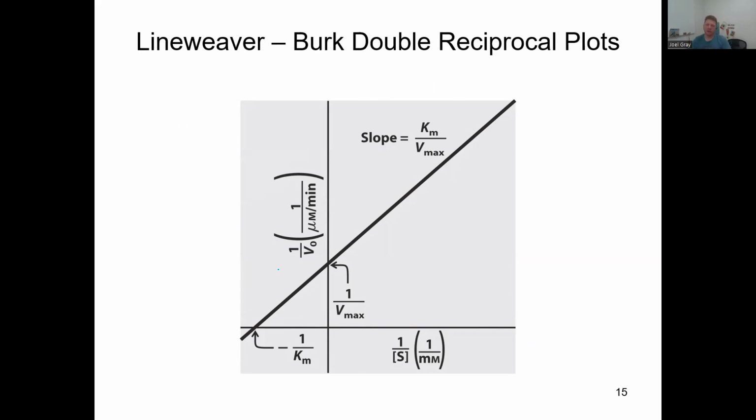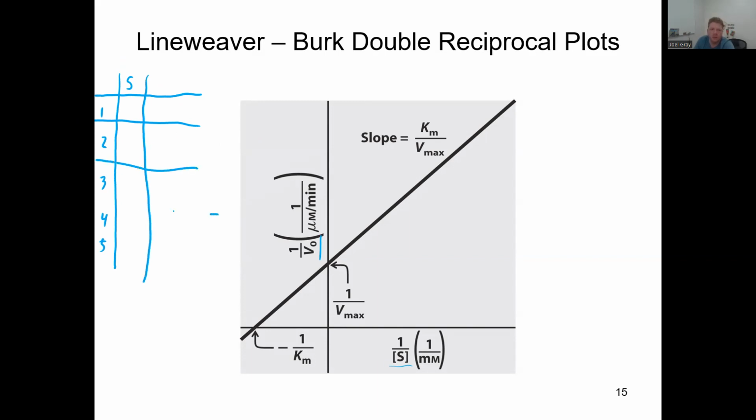The way that I always think about this is I think, okay, what are my axes? I'm concerned with an x and a y axis. My y-axis is 1 over my velocity. My x-axis is 1 over my substrate. So when you go through and analyze an enzyme, what you're going to do is a series of trials, 1, 2, 3, 4, 5 trials, where you will use varying substrate concentrations. And for those substrate concentrations, you will ultimately collect velocities.